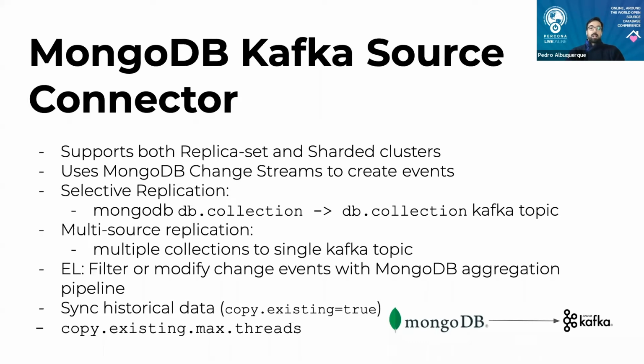The MongoDB Kafka connector can also be configured to copy existing data from collections to their associated topic as insert events prior to broadcasting change stream events. You can also throttle this copy by setting the max threads for the historical sync.